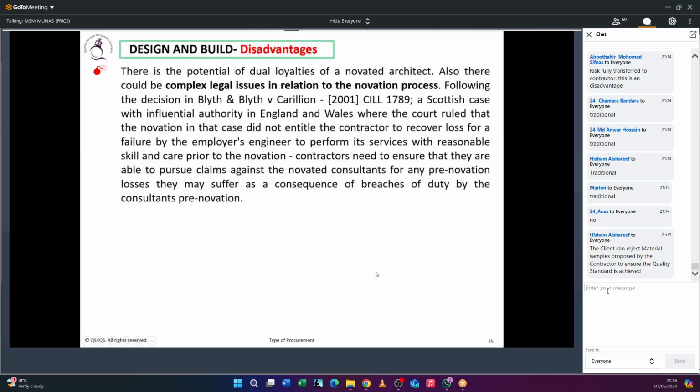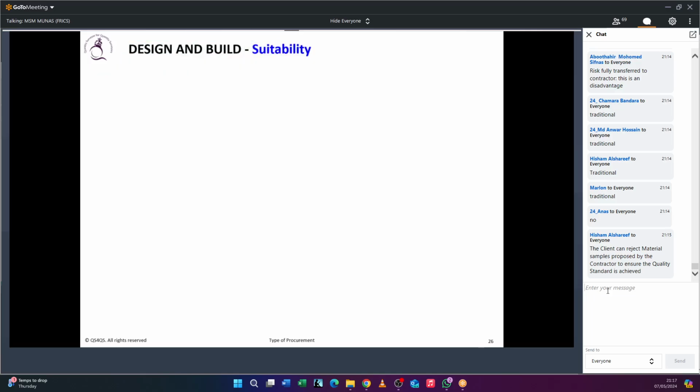Okay, there will be some complex process when it comes to novation. Let's say the novation happens. Initially, the novated design team works under the employer. Then they move to the contractor. Who is responsible for any design fault by that novated design team? There are so many court cases, but that is complicated.